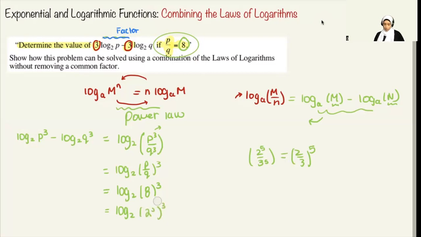And so I can do power of a power here and rewrite this as log base 2 of 2 to the power of 9, right? 3 times 3, power of a power. This is power of a power. So you're using laws from exponents as well. And over here we use power of a quotient.